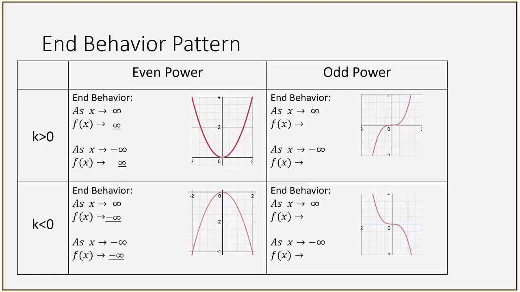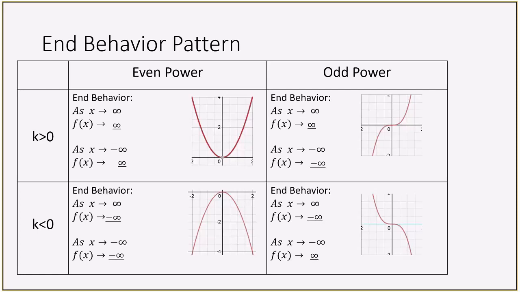Moving on to the odd powers. As x goes to infinity, we can see in this graph that f of x goes to positive infinity. As x goes to negative infinity, f of x goes to negative infinity. And if we flip the sign, if we make k negative, that flips our graph, and we see that as x goes to positive infinity, f of x goes to negative infinity. As x goes to negative infinity, f of x goes to positive infinity.